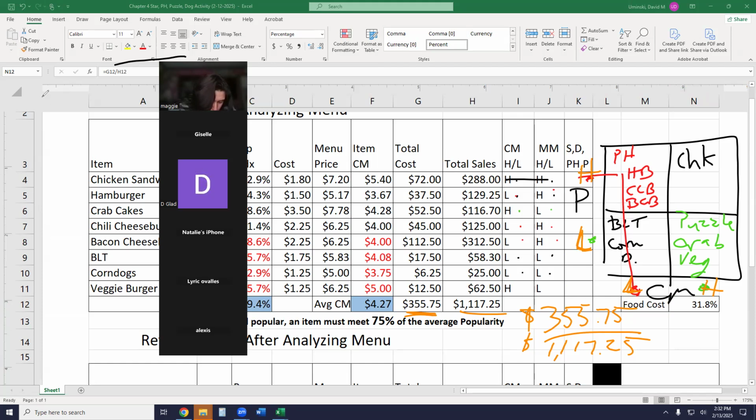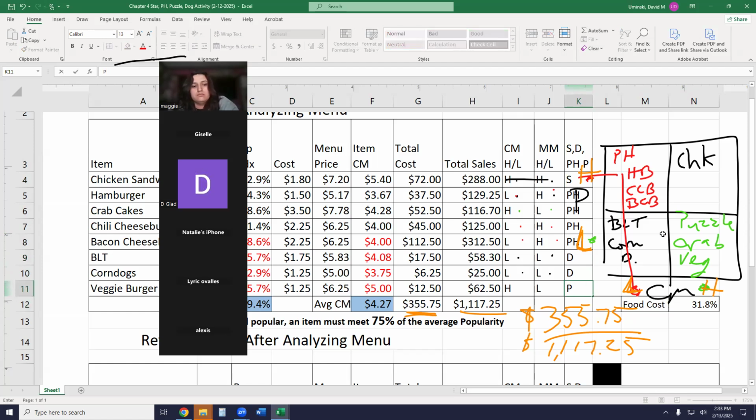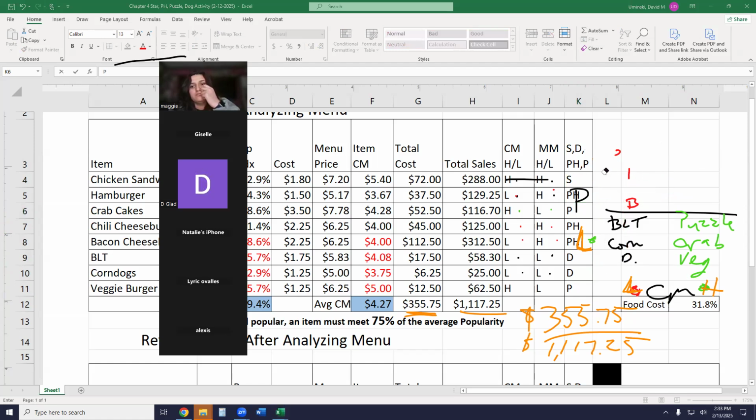So if we did this, to finish out our chart, we have star, hamburger is a plow horse. This is our puzzle. Plow horse, dog, puzzle. Puzzle, okay? Chili was a plow horse? Yeah. There we go.